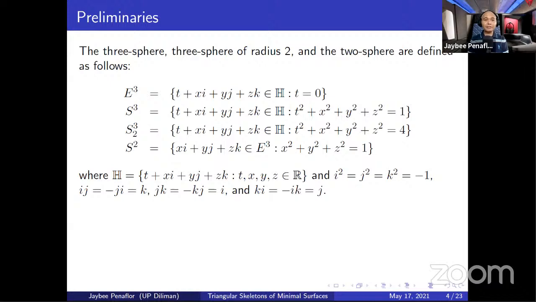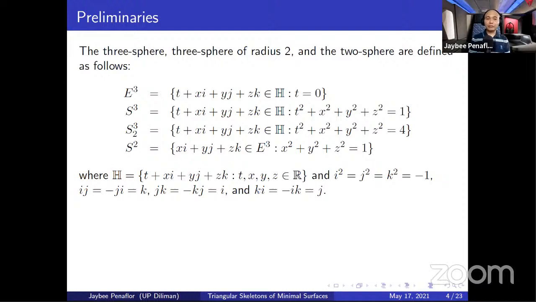Next, we define the three-sphere S3. Three-sphere S3 is just the set of all points from the origin with a distance of 1. So this is a four-dimensional analog of the sphere and the circle. S32 is similar to S3. S32 is actually a three-sphere, but this time it has a radius 2. And the reason why we're choosing a radius 2 is because it actually simplifies the computations, and it's just a whole lot simpler if we use the S32 versus S3.